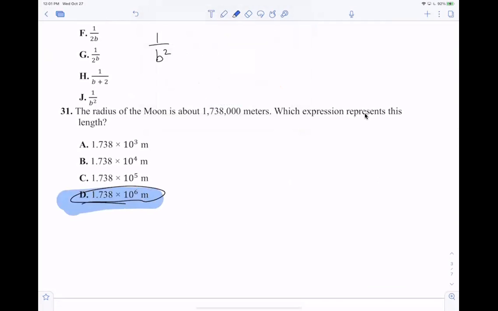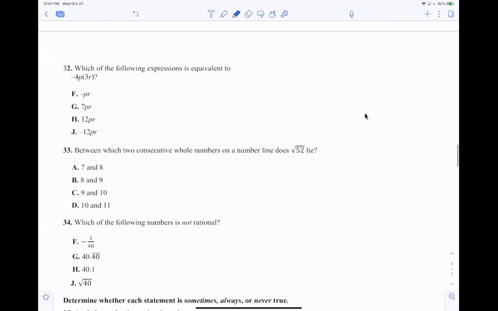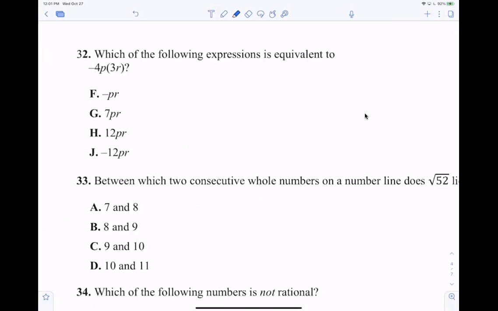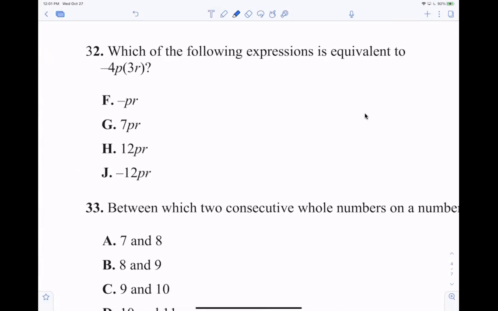What is radius again? Remember, the radius is from the center of the circle to the edge of the circle. There's a radius and a diameter. Are we going to be doing pi stuff this week? Yeah, we're going to have a whole unit on that. All right, tell me what that is. -12 pi r. You are amazing. That's correct.